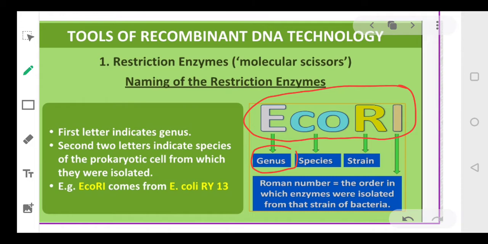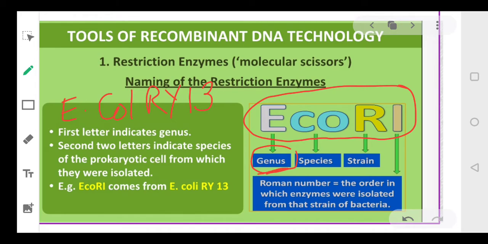Because EcoR1 has been isolated from E. coli RY13. It has been identified and isolated from this bacterium. EcoR1 has been identified from a species of prokaryotic cell, and the name of that is E. coli RY13. So E means the genus.